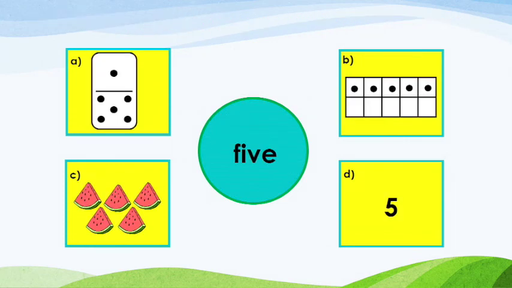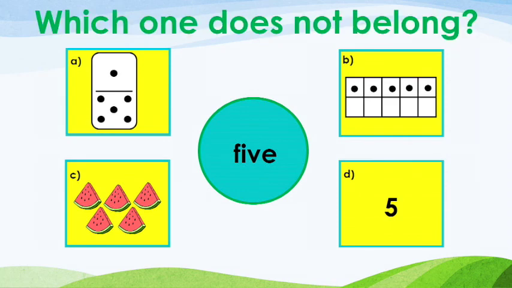We have 5, the word name 5, F-I-V-E. Which one of the boxes does not show 5? Look carefully at the picture, boys and girls. Which one does not belong? Did you say the domino with 6? You are correct. That does not show 5.